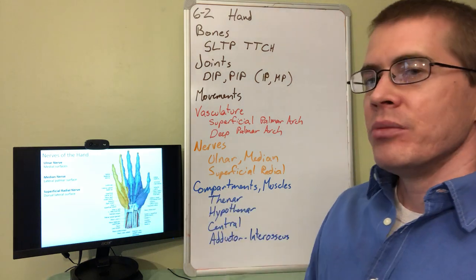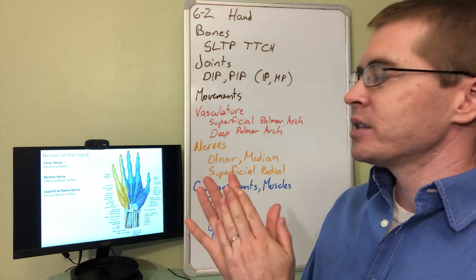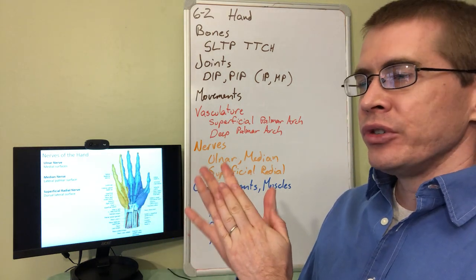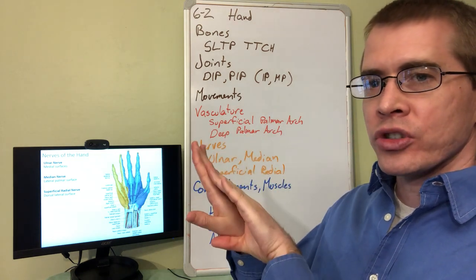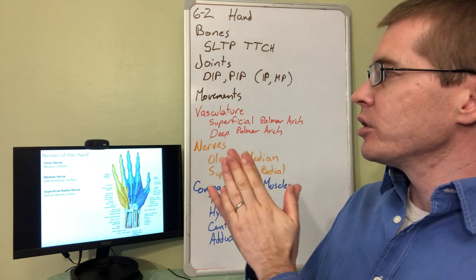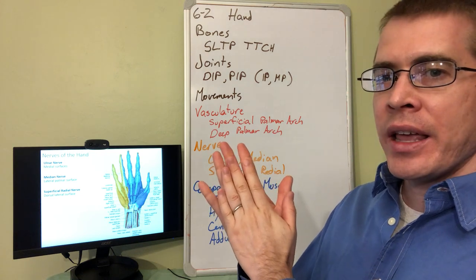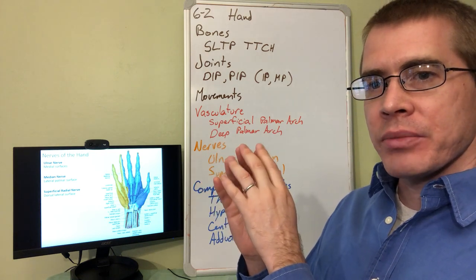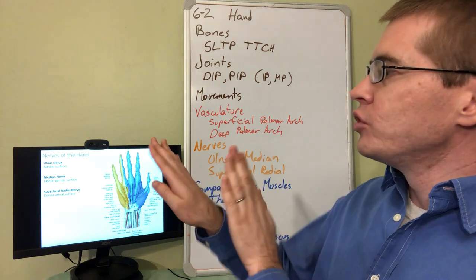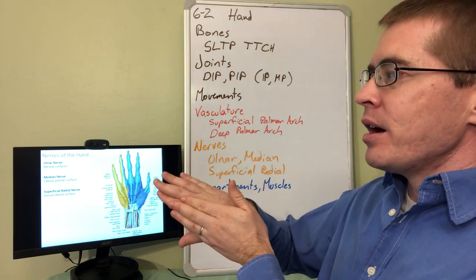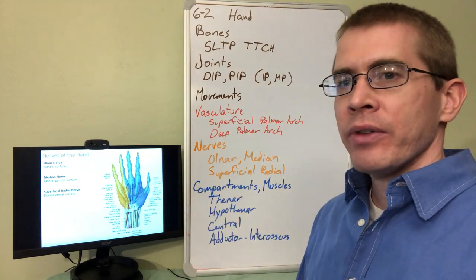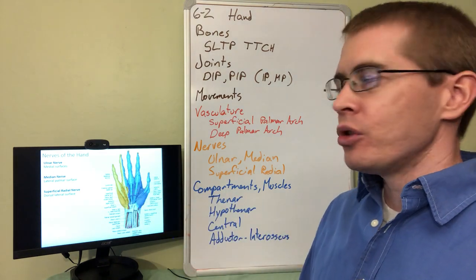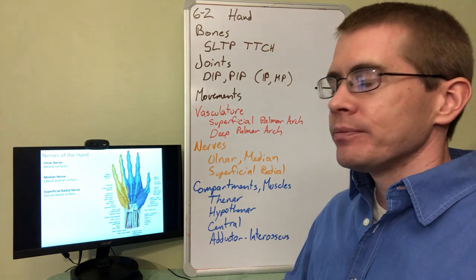Blue indicates the median nerve, which innervates the lateral side of the palm of the hand, but not the dorsum of the hand. So the palmar side of the hand, excluding the fingertips. So the dorsum of the hand, the lateral dorsum of the hand and the fingertips are going to be innervated by the superficial radial nerve.